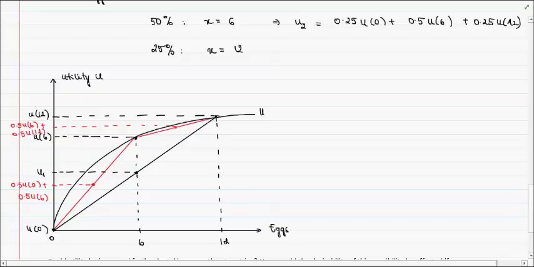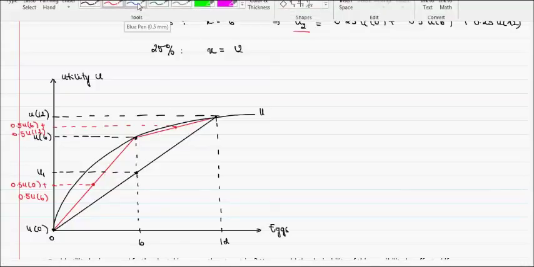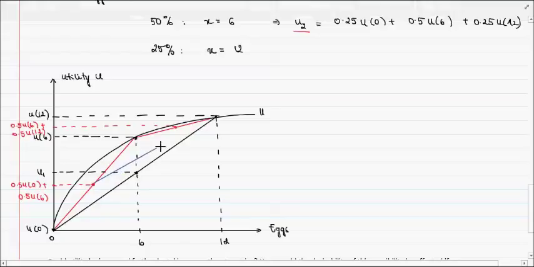Okay, now in order to get the utility under strategy 2, I just have to get the midpoint between these 2 points. Okay, so I'm going to use a blue line and I connect these 2 points together. Alright, then the midpoint between these 2 points is going to give me the utility 2. How do I know that? How do I prove that that is the case?